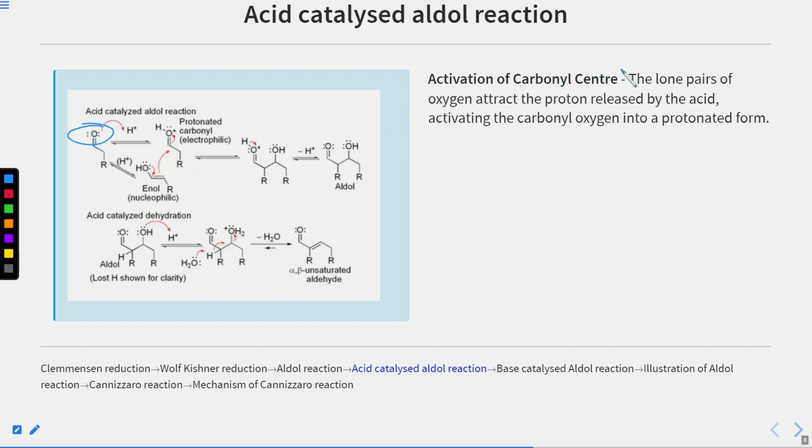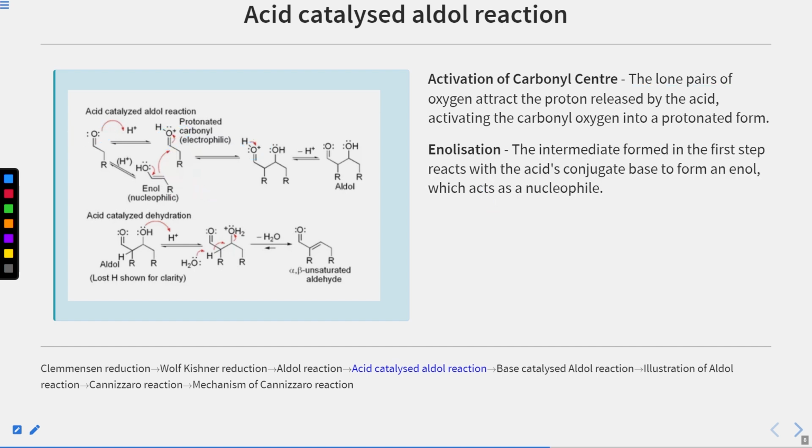What happens here is that this oxygen has a lone pair. This lone pair of oxygen attracts H plus and is protonated. Due to this protonated oxygen, the electrophilicity of the center has increased. We have seen it multiple times that after chelation or protonation of this oxygen group, the reactivity of the center increases. Okay. Now what is the next step?